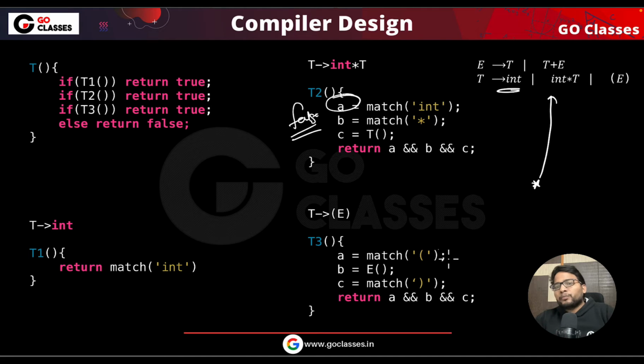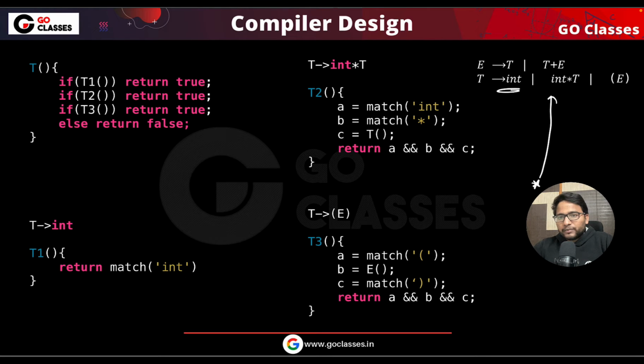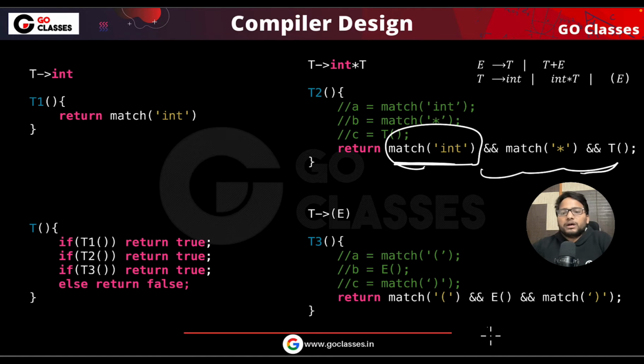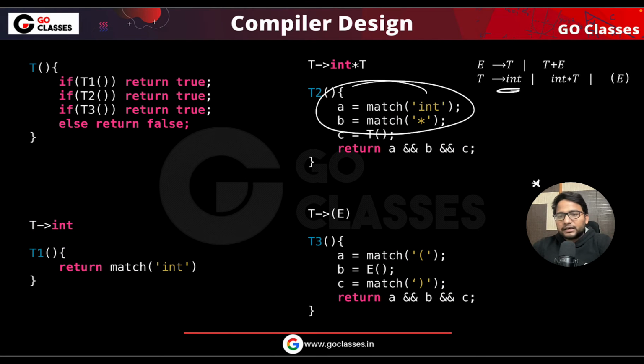Then this T2 won't proceed further, which means that for the sake of saying, I'm saying that you will call these three. Otherwise, in actual implementation, let me just show you that. So in actual implementation, you will be matching with int. If this is false, you won't be calling others. I'm just trying to make it a little simpler. That's why I'm writing it in 3 lines.